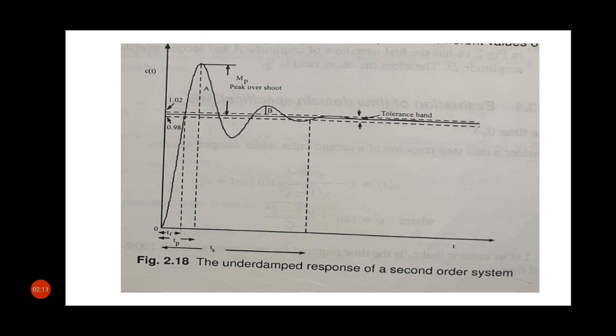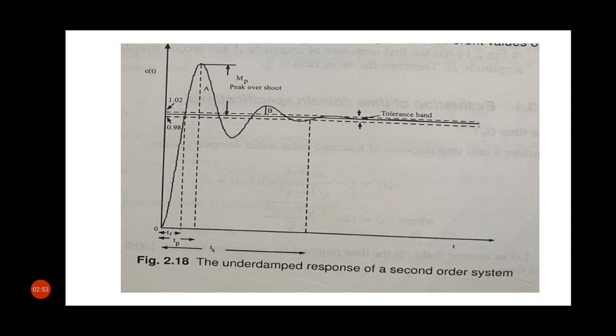Now see the characteristics. Here our x-axis is time and y-axis is output. Here I have given TR, TP, TS. TR represents rise time, TP represents peak time, and TS represents settling time. And here is MP, which represents peak overshoot. These are all time domain specifications or transient response specifications of a second order underdamped system. Now I will discuss these terms.